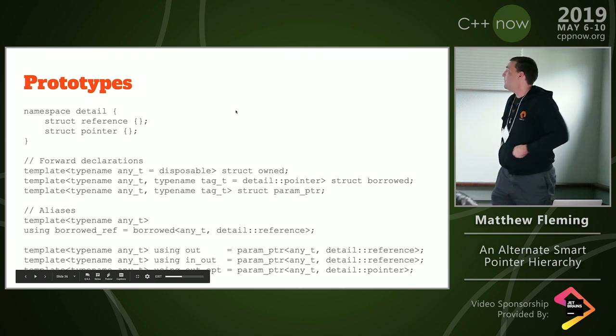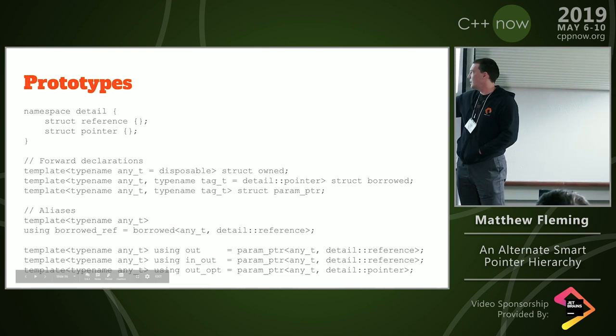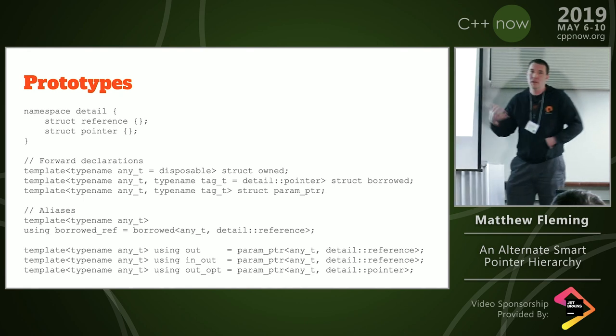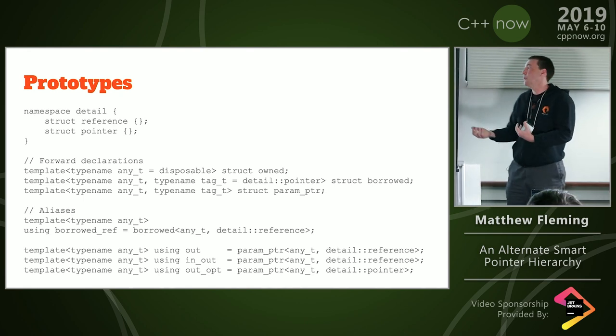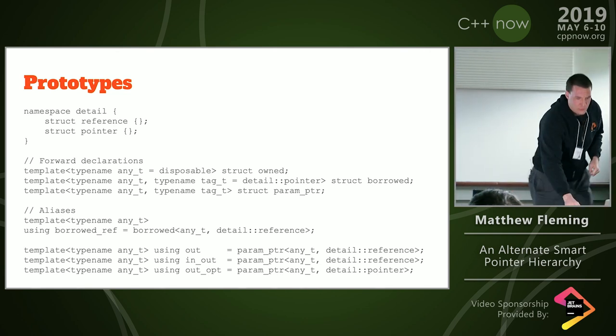Okay. So I've got some aliases. Out, I named it param putter because I needed a slightly longer name. So out is this parameter kind of pointer, but it's got reference semantics. In out is exactly the same thing, but it gives me some documentation that maybe I'm going to read from it and write to it. Out opt gives me pointer semantics, and that's just sort of forward declaring things.